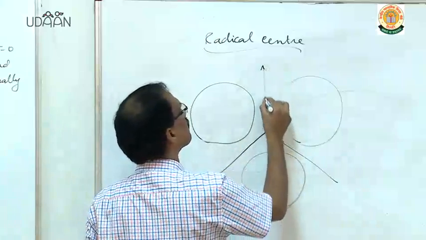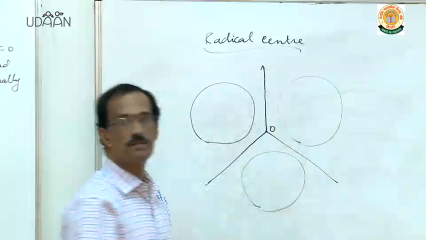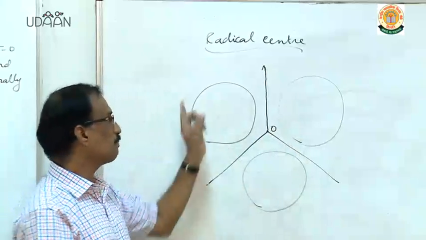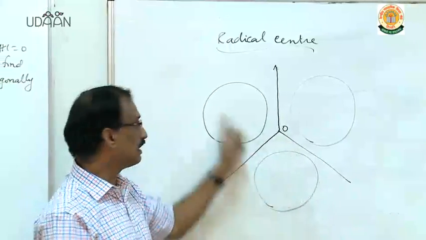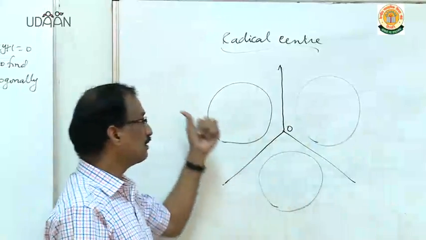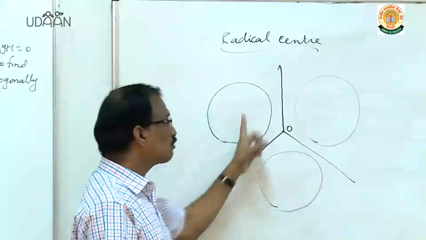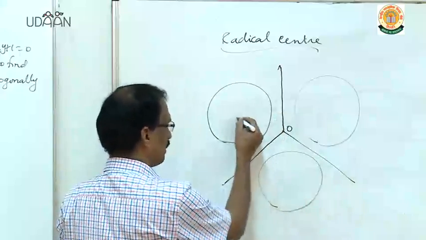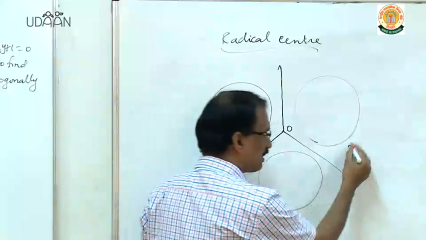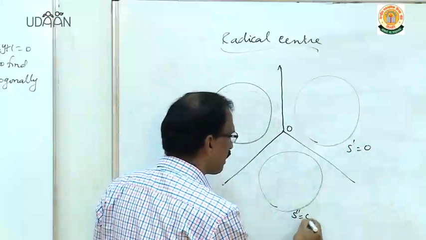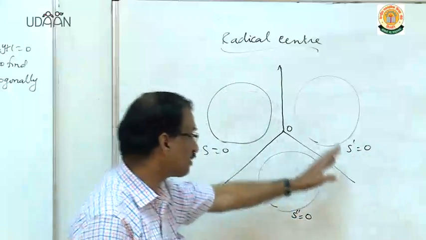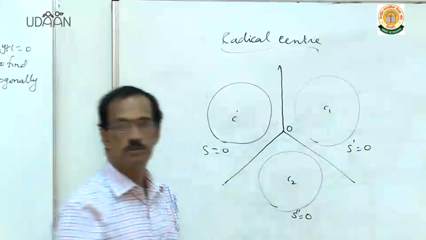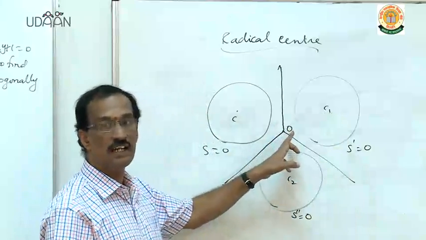Where they meet, this point is called the radical center. So, the radical center means what? The point of concurrency of the radical axes of circles taken two at a time, that is, taken pairwise. That means S equal to 0, S dash equal to 0, S2 dash equal to 0. If you have these three circles with centers C, C1, C2, then we get this as the radical center.